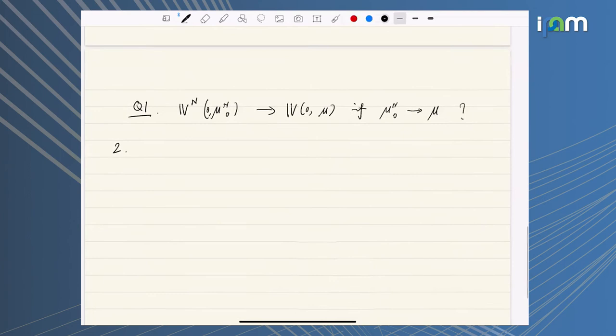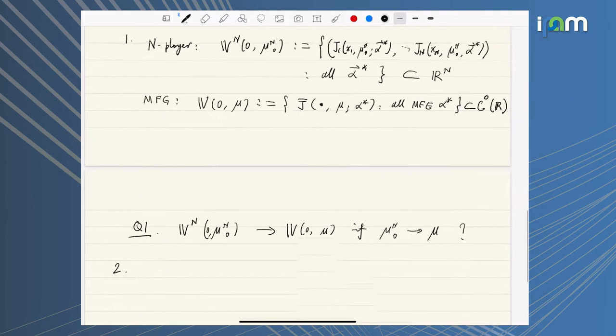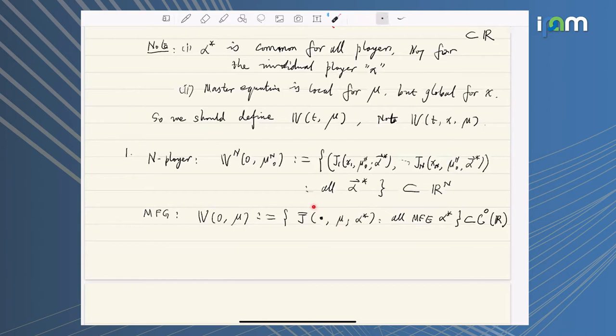By the way, I should say, when I say the value is not unique, I mean this guy is not unique. But this set is always unique. That's by definition. There's no uniqueness issue here. So this is unique, just like the optimal control in the control literature, for stochastic control problems. It's always unique.